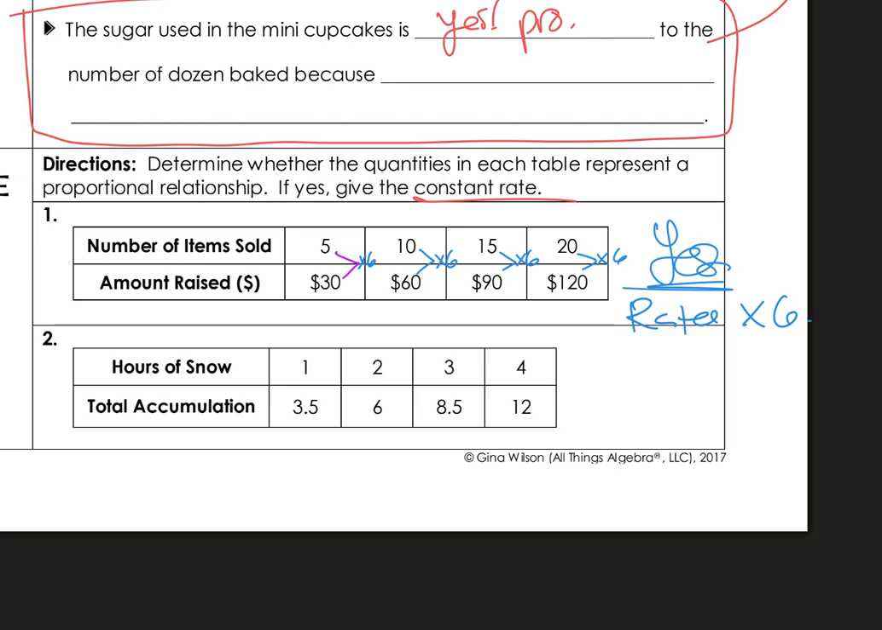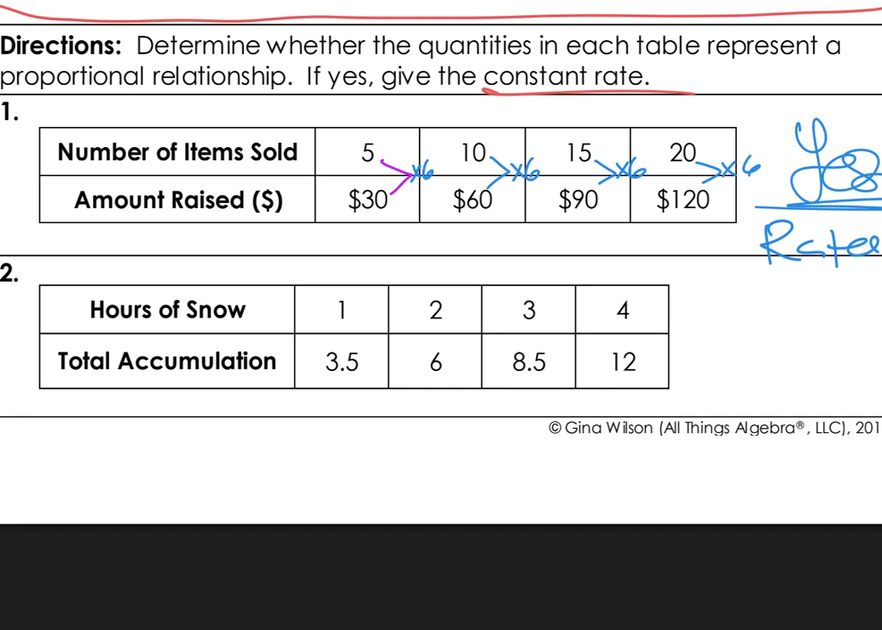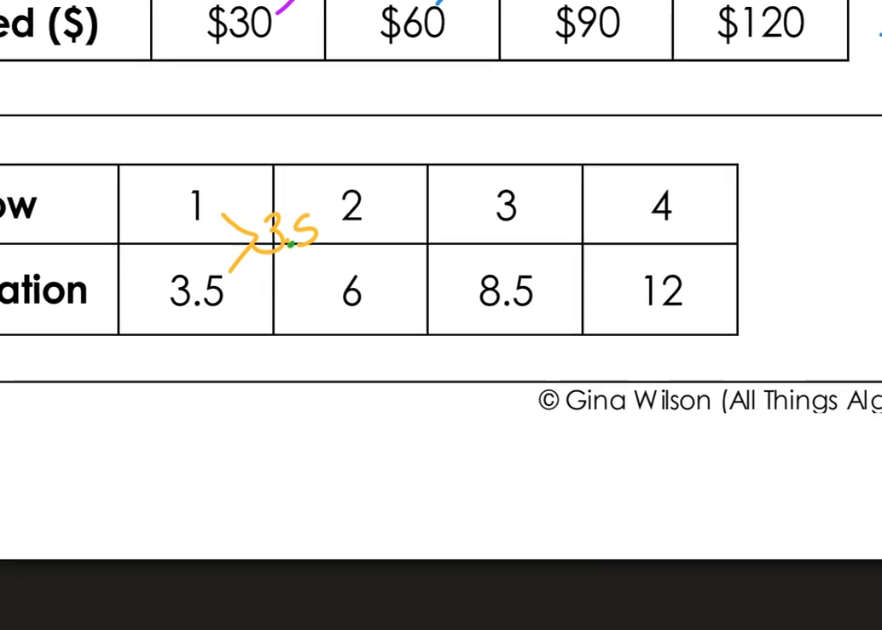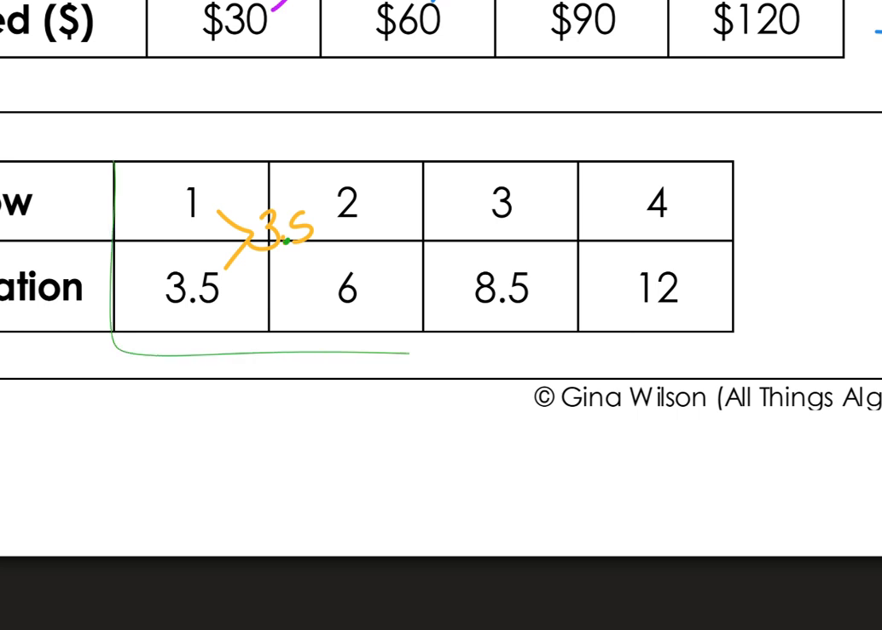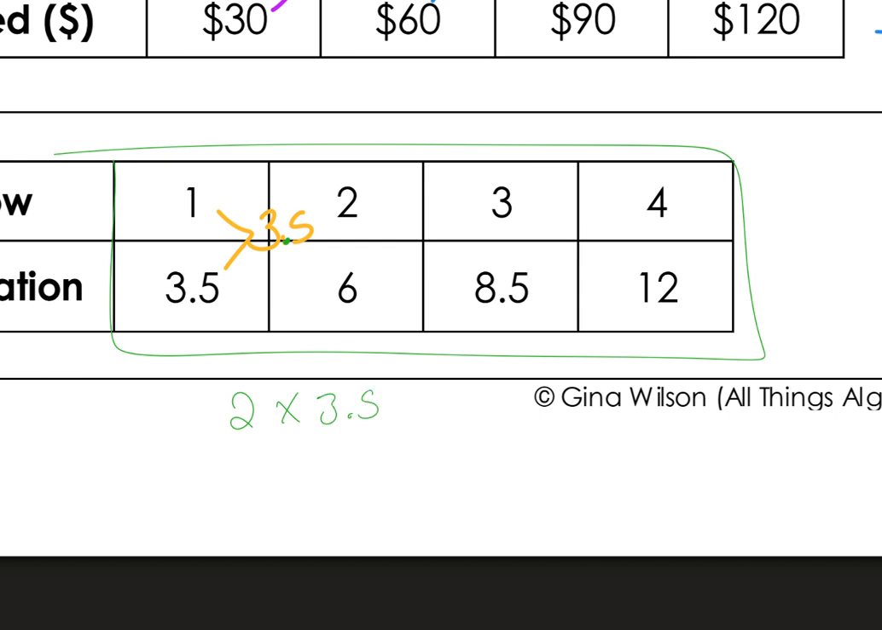Now we get hours of snow per total accumulation, or, total accumulation per hours of snow, whatever. Well, this one, it's kind of nice because we can figure out 1 times anything is going to be that thing. So times 3.5. Let me put a little different colored dot there, 3.5. So basically, if this is a proportional relationship, then 2 times 3.5 will equal 6. But we know that that is not true because it's 2 times 3 equals 6.